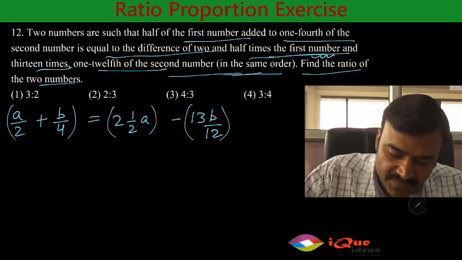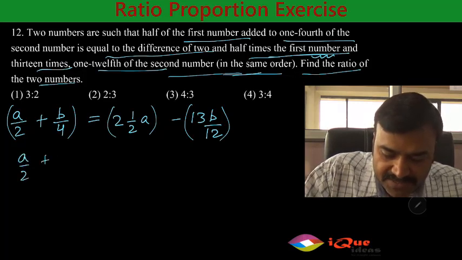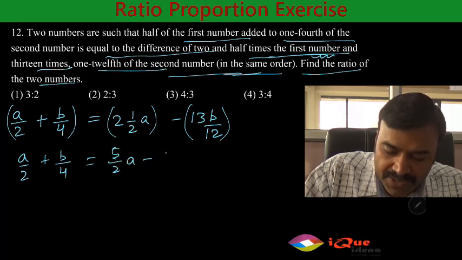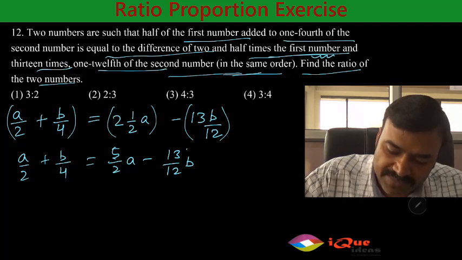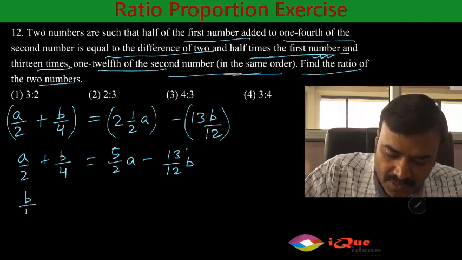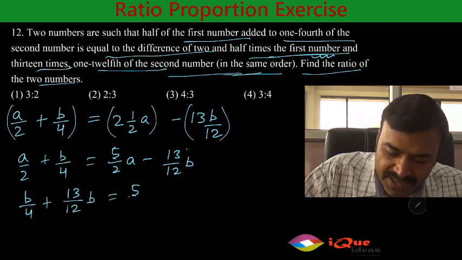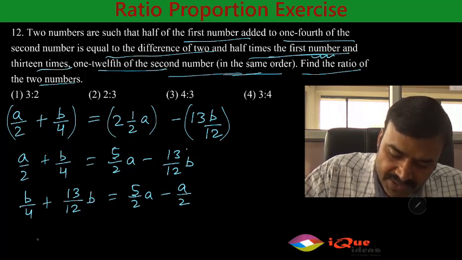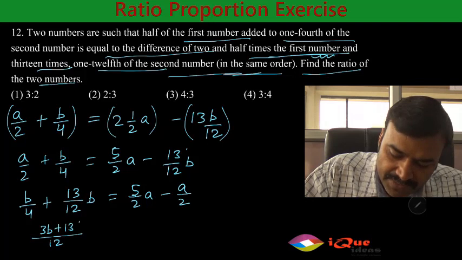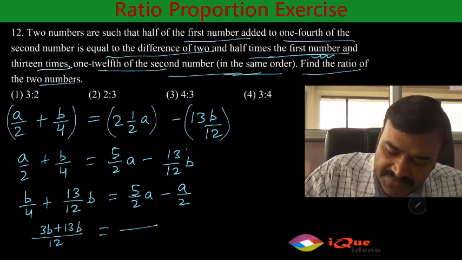Now let's simplify this. So we have a by 2 plus b by 4 equal to 5 by 2a minus 13 by 12b. Let's take a on the same side, b on the same side. So it is b by 4 plus 13 by 12b equal to 5 by 2a minus a by 2. On simplification, 12 and 4 LCM is 12, so it is 3b plus 13b, and the other side it is 5 minus 1, 4a.